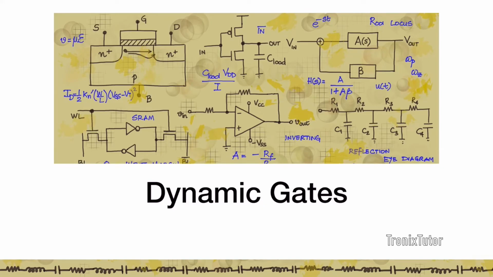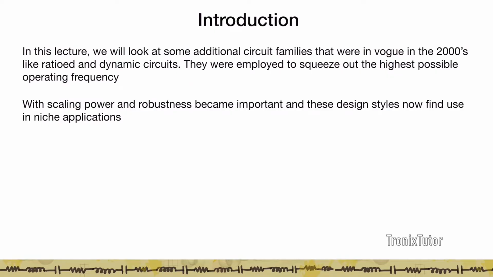Hello, in this video, let's discuss a little bit about ratioed gates and dynamic gates. So we look at some additional circuit families that were in vogue in the 2000s, especially when people were trying to squeeze the fastest speeds out of processors. However, it turned out many of these circuits consumed a large amount of dynamic power and were not robust enough.